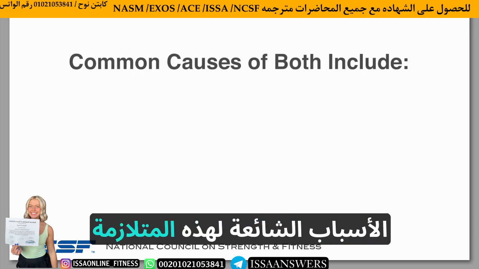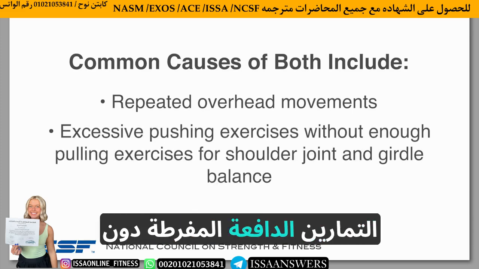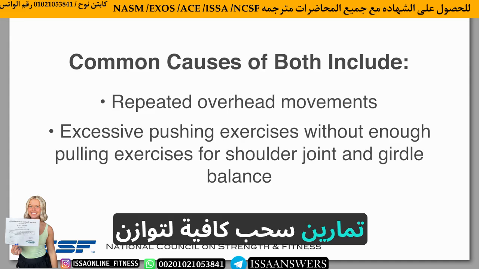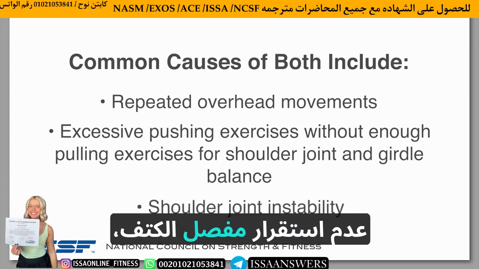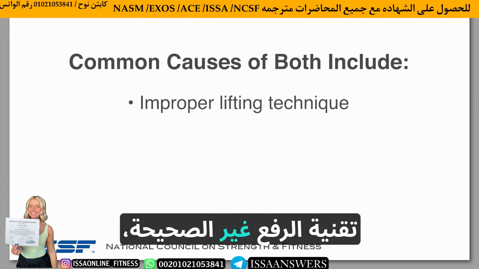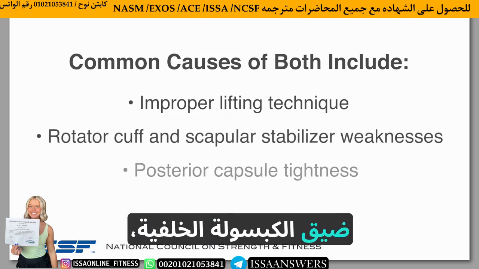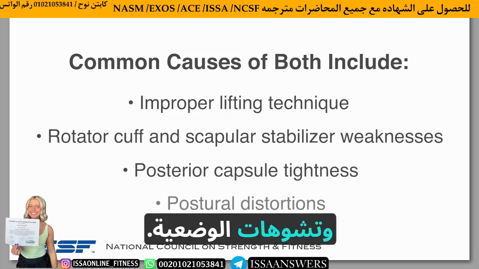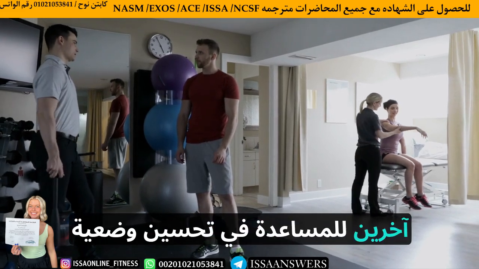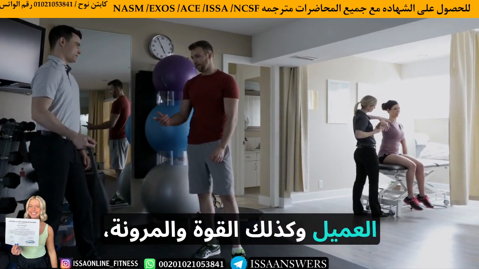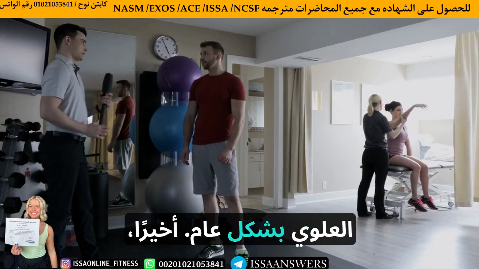Common causes of this syndrome can include repeated overhead movements, excessive pushing exercises without enough pulling exercises for shoulder joint and girdle balance, shoulder joint instability, improper lifting technique, rotator cuff and scapular stabilizer weakness, posterior capsule tightness, and postural distortions. The trainer should work with other professionals to help improve the client's posture as well as strength and flexibility balance in the shoulder girdle and upper body in general.